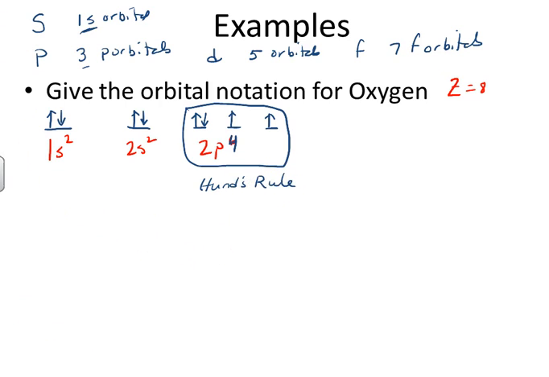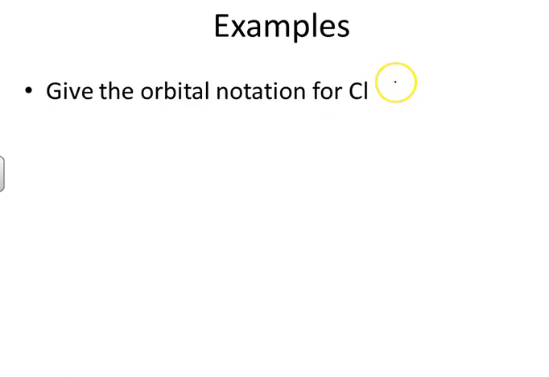Let's try another. We have chlorine. Chlorine has an atomic number equal to 17. So we start with our standard electron configuration: 1s2, 2s2, 2p6, 3s2, 3p5. Electrons in, or actually let's draw orbitals first.